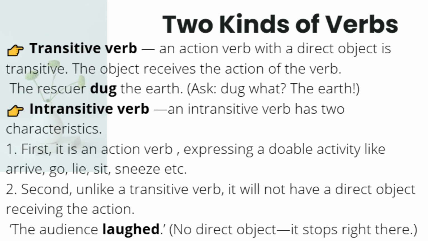Action verbs. Transitive verb. An action verb with a direct object is transitive. The object receives the action of the verb. The rescuer dug the earth. Ask, dug what? The earth.